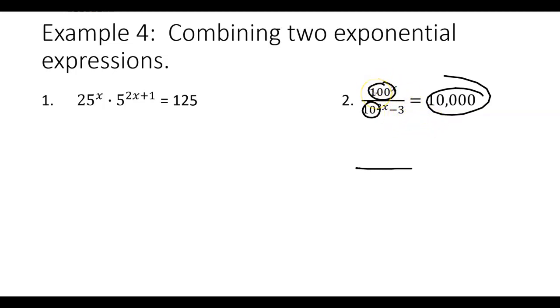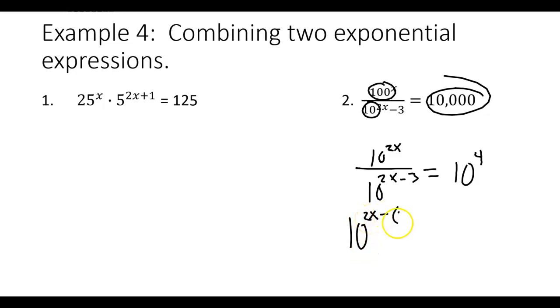But anyway, 100 is 10 squared, so that's going to be 10 raised to the power of 2x. 10,000 is going to be 10 to the power of 4. And this one down here on the bottom is not going to change because it's already a base of 10. Now we're going to apply that rule, and the rule was to subtract the top minus the bottom. So it's going to be 10 to the top minus the bottom.